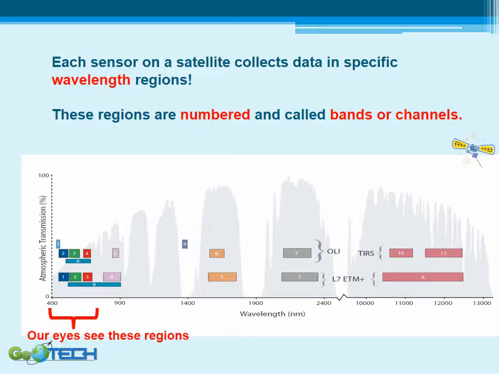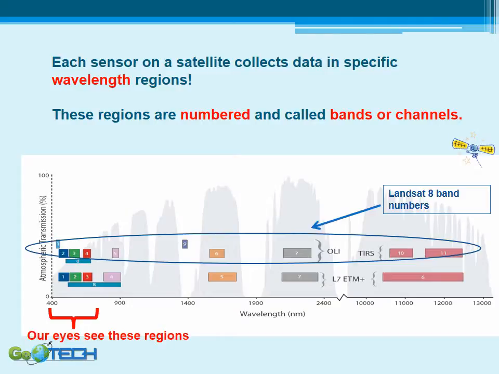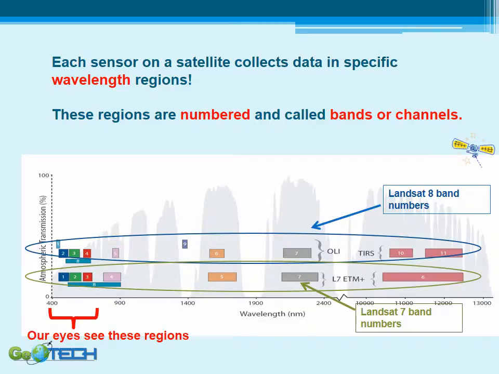And you can see I have Landsat 7 here, and Landsat 8. These are the regions that those two satellites collect and have sensors that collect data. Interesting thing too is you can see what limited area I see, so you can see that it collects in many more regions that we cannot see. But also I want you to note that the numbering of those bands, whether it's Landsat 7 or Landsat 8, are not the same.